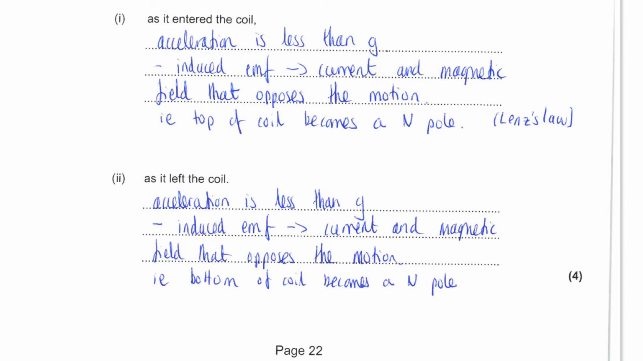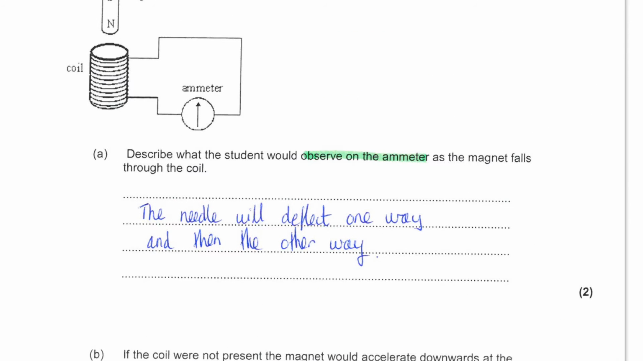Now again, the acceleration is less than the acceleration due to gravity. Again, this is due to an induced EMF producing a current and a magnetic field opposing the motion. However, if we look back at the diagram and imagine this magnet below the coil now, then the top of the magnet was a south, so we'll have a south pole sitting here. Now to oppose that falling, we would need an attractive force up here. In other words, the bottom of the coil must now be a north.